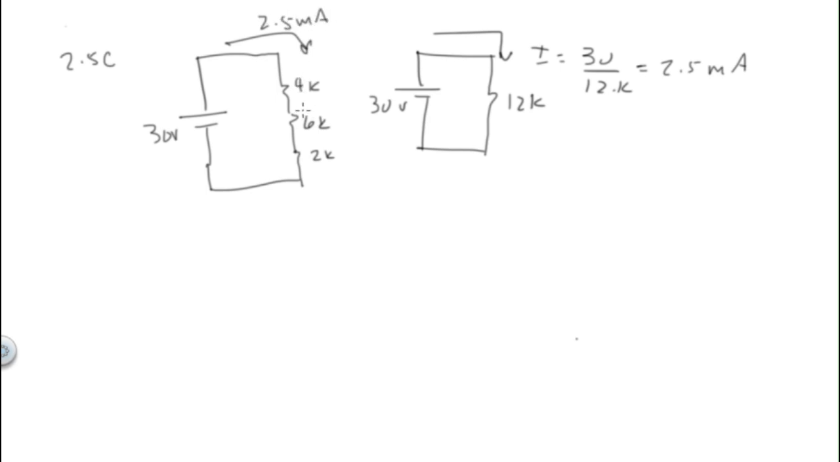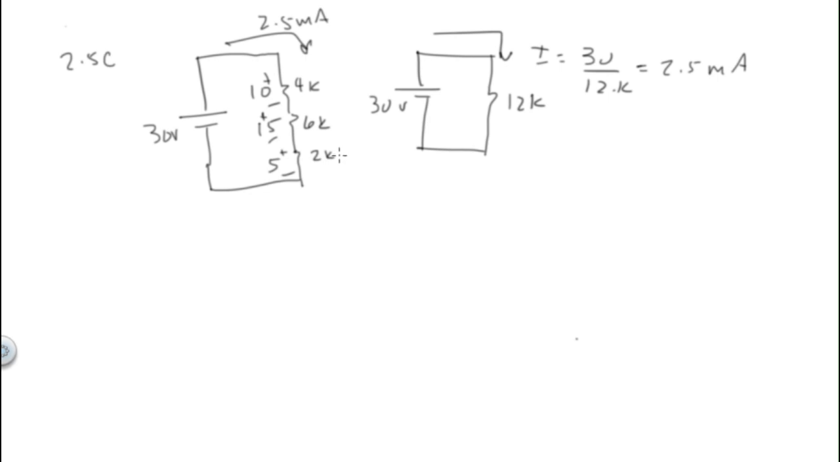Now I can go back and I can pick off my voltages. My voltage across the 4K is what? It's 10. What is 2.5 milliamps times 6K? Better be what? 15, plus or minus. What is it across the 2K? Better be 5, plus or minus, right? And does this add up to 30? Yes, it does. 5 plus 15 is 20, plus 10 is 30. You're good. That's how that one's done.